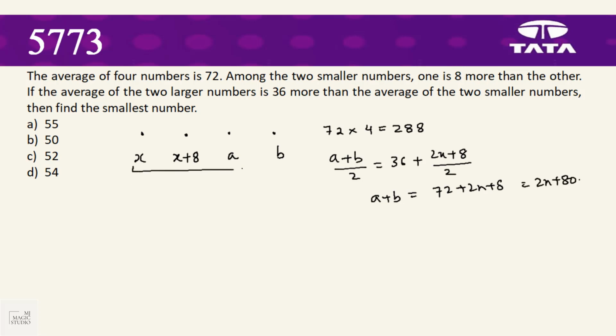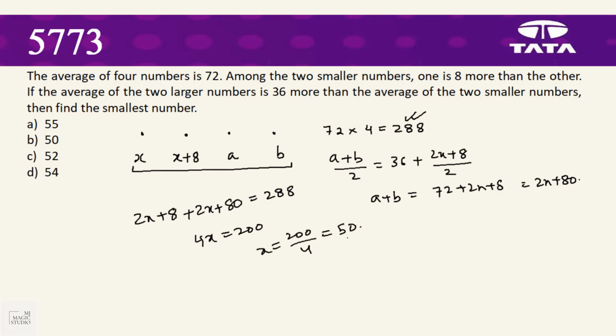And we know that the total of all these four numbers is 288. That means 2x plus 8 and a plus b, which is 2x plus 80, equals 288. So we have 4x equal to 288 minus 88, that is 200. x is equal to 200 by 4, that is 50. Find the smallest number. We have taken the smallest number as x. Value of x is 50. Smallest number is 50. Option B.